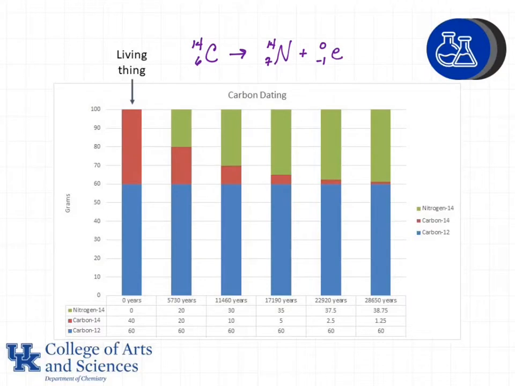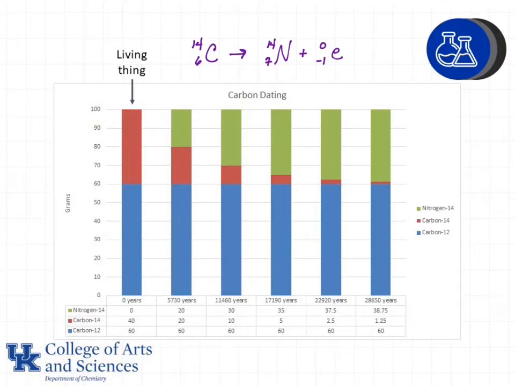In reality, carbon-14 is a very small percentage of the carbon in any object. To make the decay easier to see in our example, we're going to pretend that carbon-14 is present at 40% in any living object. After one half-life, half of the carbon-14 would have decayed to form nitrogen-14. So after 5,730 years, which is one half-life of carbon-14, we see that instead of having 40% of carbon-14, we have 20% of carbon-14.